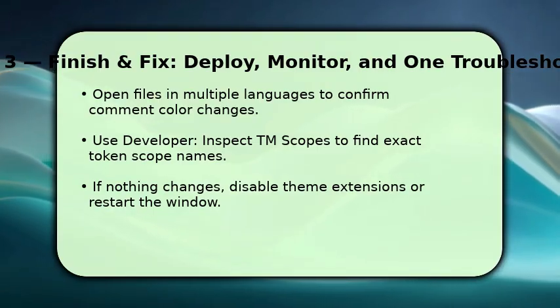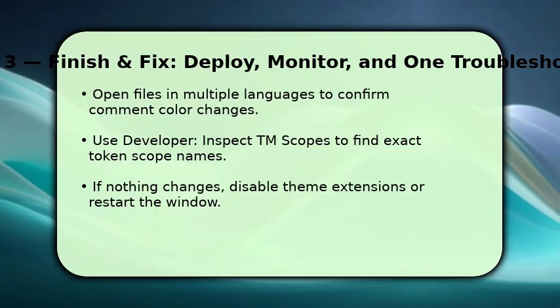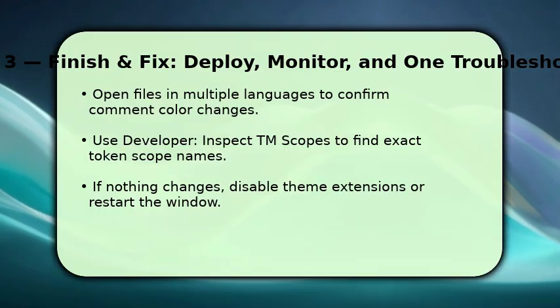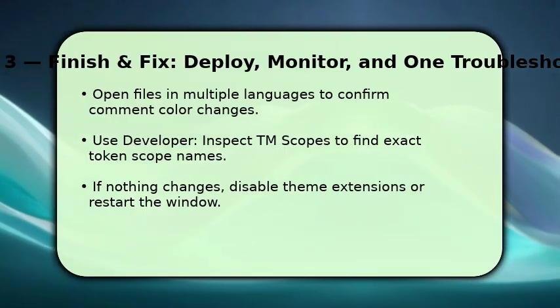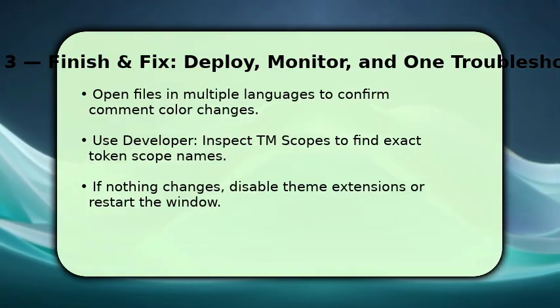Sometimes theme extensions override your changes. If colors still fail, disable conflicting extensions or switch themes briefly, then reapply your customization. One key troubleshooting tip: theme priority may override settings, so disable extensions first.